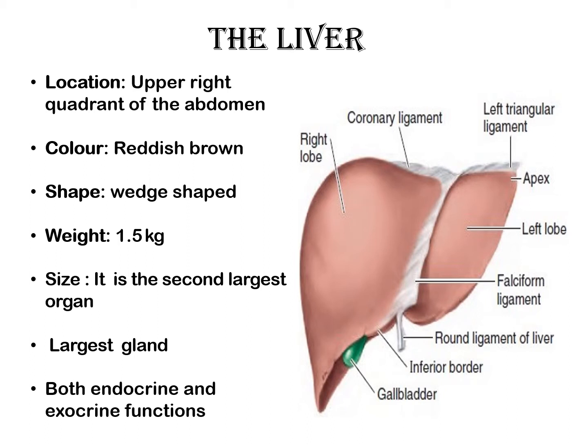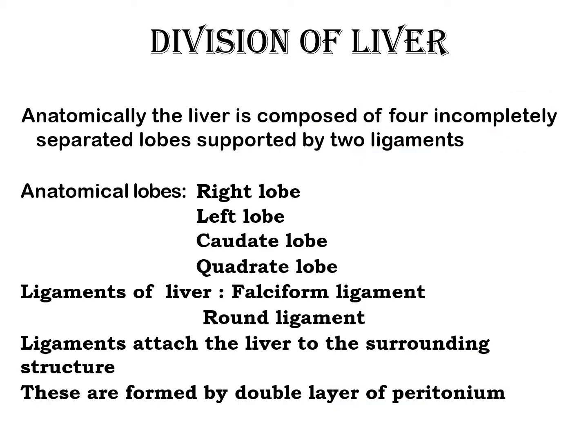So, as an endocrine gland, the liver secretes IGF-1, which is called insulin-like growth factor 1, which has insulin-like effects as it can bind to the insulin receptors and also acts as a stimulus for growth in the human body. As an exocrine gland, it secretes bile which performs various functions.